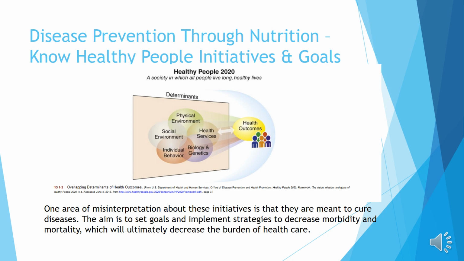So for example, what you may not see in the box is actually discussed in the actual writing of the textbook. It tells you that these goals that you see in the box are not meant to cure diseases. Instead, the aim is to set goals and implement strategies to help decrease morbidity and mortality, which will ultimately decrease the burden of healthcare on society. So this is how you would take the table or the box in the chapter and link it directly to the written content to create a big picture about the concept.